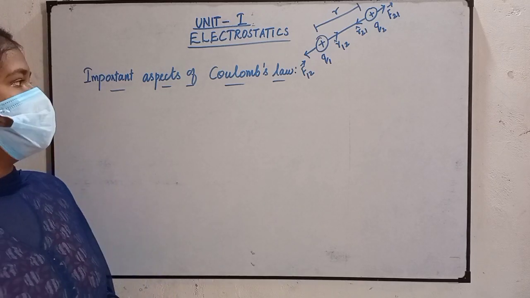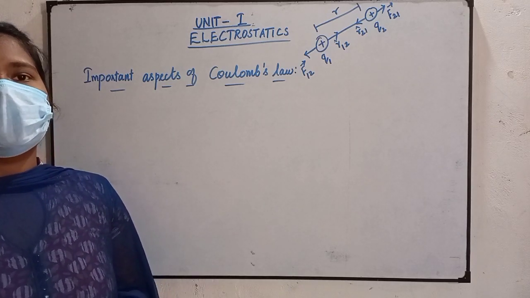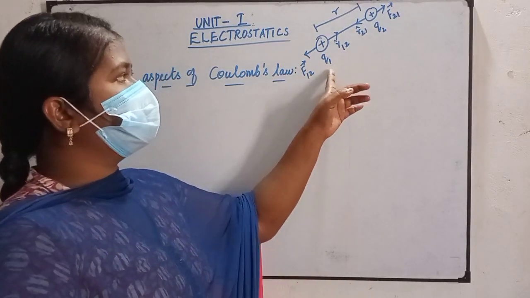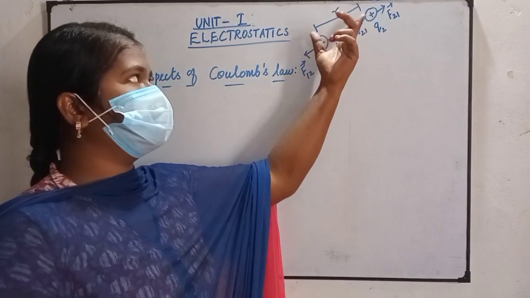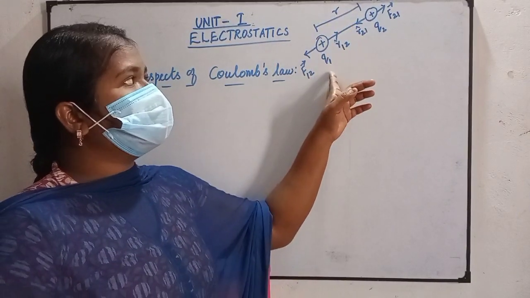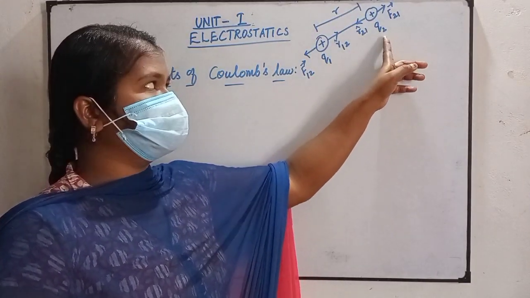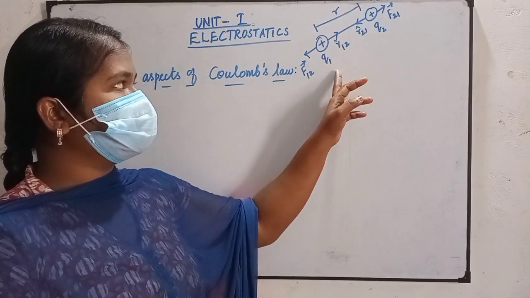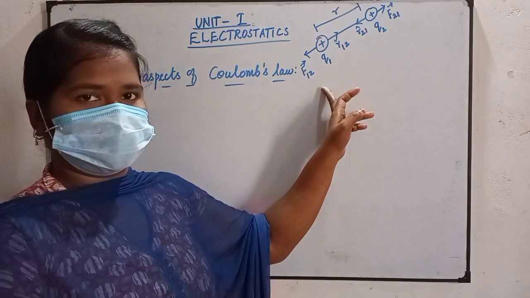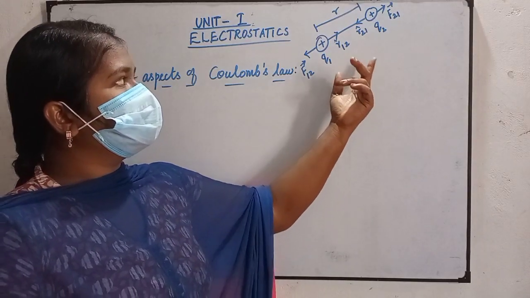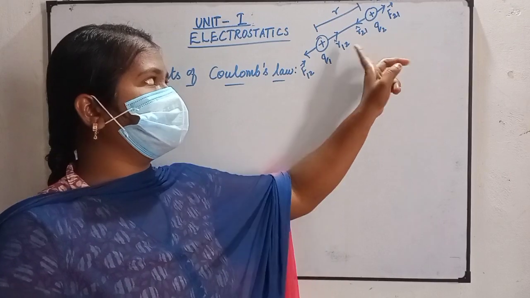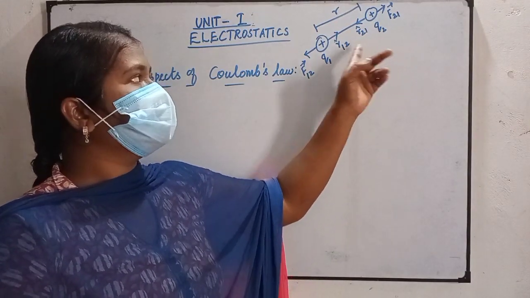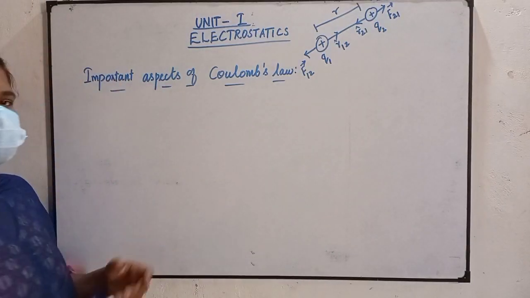Let us discuss the important aspects of Coulomb's law. In the last classes we discussed Coulomb's law. We consider two charges Q1 and Q2 separated by a distance R. Q1 exerts a force on Q2, which is F21. Q2 exerts a force on Q1, which is F12. The unit vector of F21 is R12 and the unit vector of F12 is R21. So what are the important aspects of Coulomb's law?